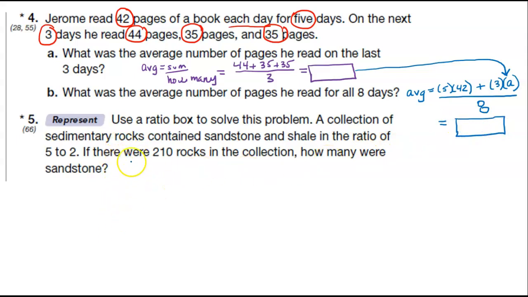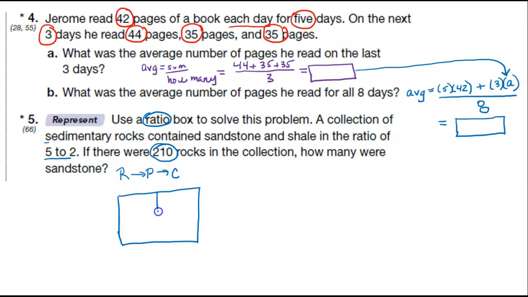Okay, 5 says use a ratio box to solve this problem. A collection of sedimentary rocks contains sandstone and shale in the ratio of 5 to 2. If there were 210 rocks in the collection, so that's a total, how many were sandstone? So this is going to be a ratio box proportion cross multiply problem. Your ratio box is going to look like this.